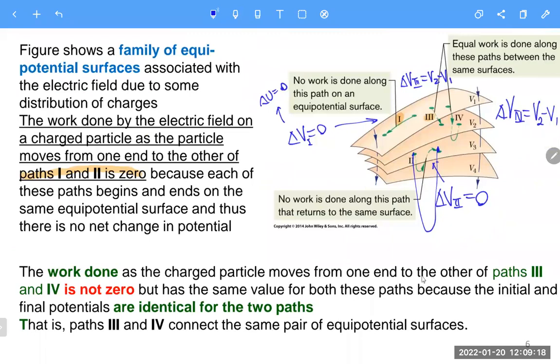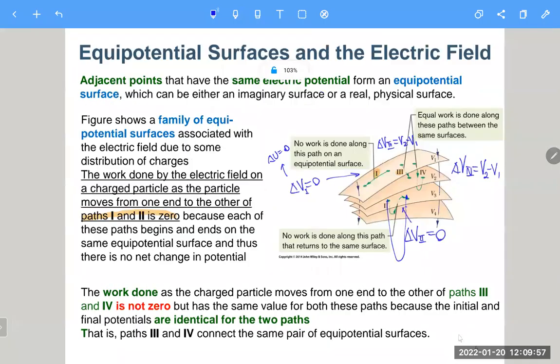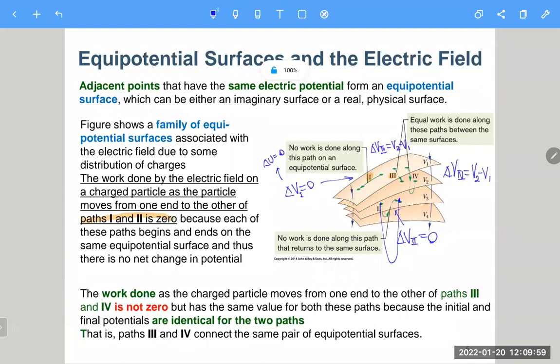So the work for path 3 and path 4 is not zero, but has the same value for both paths, because the initial and final point potentials are identical for the two paths. It's not necessary to have exactly the same path or exactly the same points. As long as the starting point is on the same equipotential surface and the end point is also on the same equipotential surface, the potential difference will be the same. So path three and path four connect the same pair of equipotential surfaces. This is a simple idea of the equipotential surface.